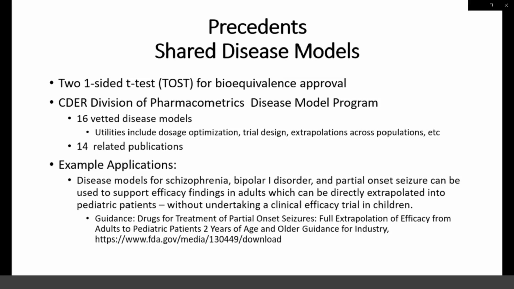Now, an example application that Hao Zhu shared was the use of disease models for schizophrenia, bipolar I disorder, and partial onset seizure, which can be and have been used to support efficacy findings in adults that can be directly extrapolated into pediatric patients, so-called mapping of benefit in adults to children for pediatric dosing. This can be undertaken without undertaking a clinical efficacy trial in children.